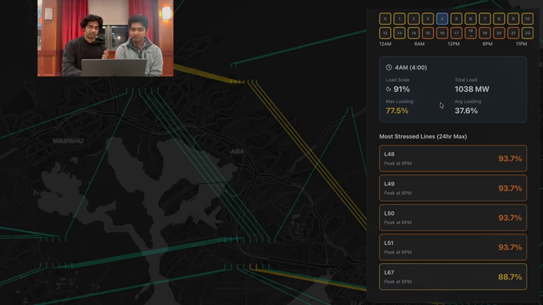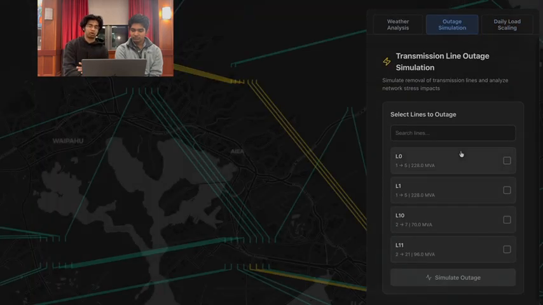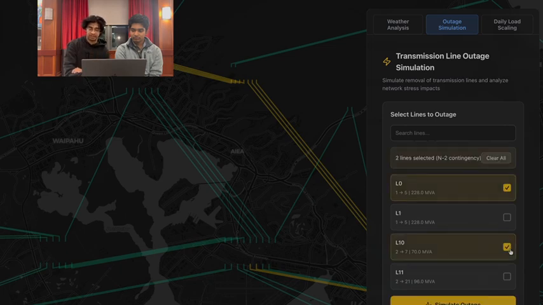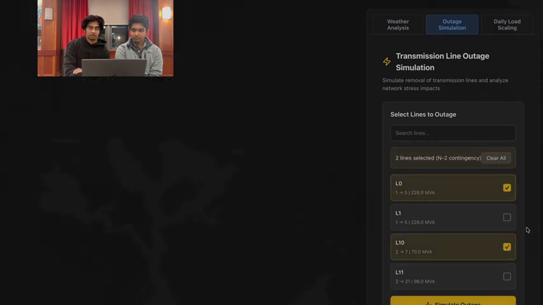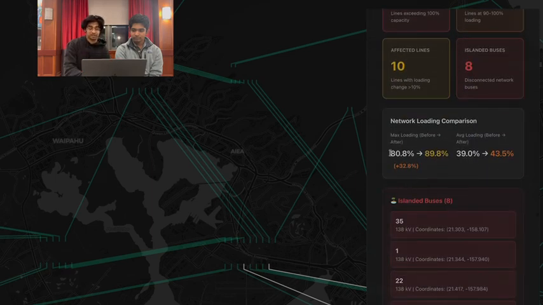Another way we can test for stress lines is through our outage simulation. Let's say one line goes down, or we're just testing to see what lines are at risk. If we select two lines that may fall, we can simulate an outage in those lines and see what lines are the most at risk, what happens to them, and what buses might be islanded.